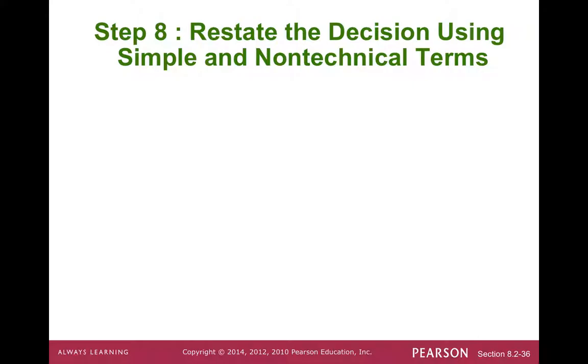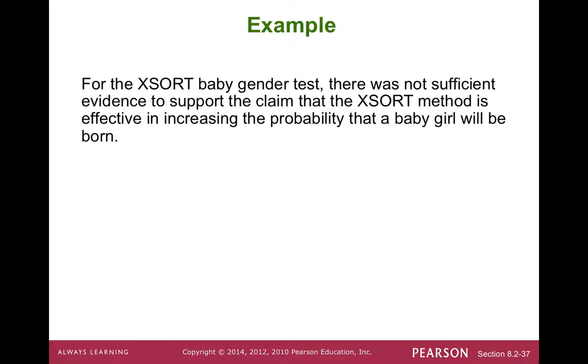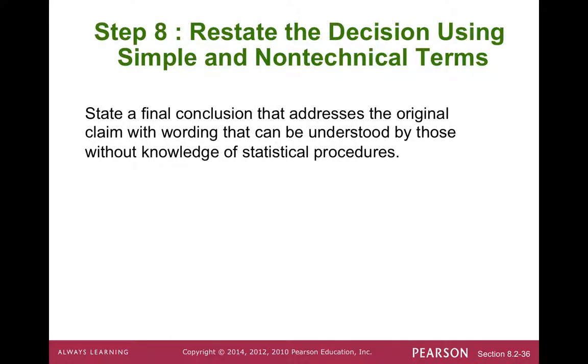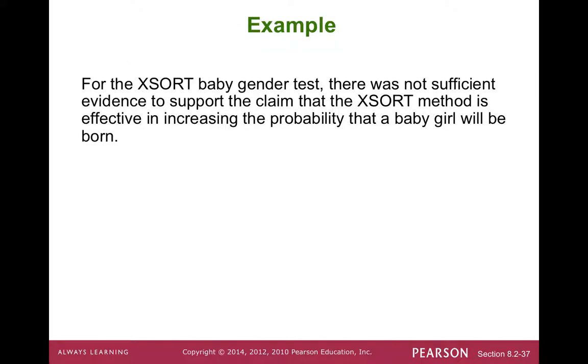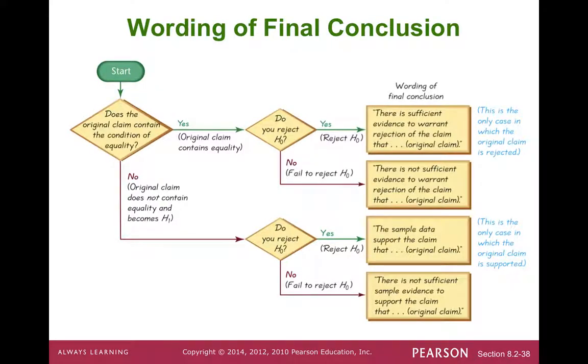Okay, then we're going to restate our decision using simple and non-technical terms. So we're going to state a final conclusion that addresses our original claim with wording that can be understood by anybody without knowledge of what we actually did to determine it, or all the statistics behind it. So for example, for the XSORT baby gender test, there was not sufficient evidence to support the claim that the XSORT method is effective in increasing the probability that a baby girl will be born, because we failed to reject our null.